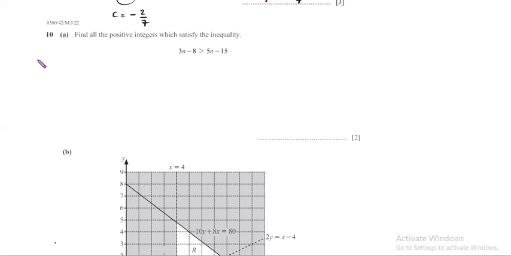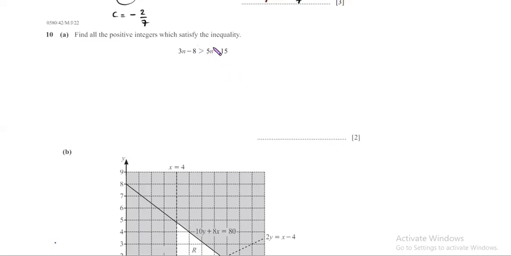Now let's try working out this question that is given here. In this question, find all the positive integers which satisfy the inequality 3n minus 8 greater than 5n minus 15. To solve this, we have to solve it just like solving equations. The only difference is that we do not have an equal sign. Instead, we have a greater than sign.